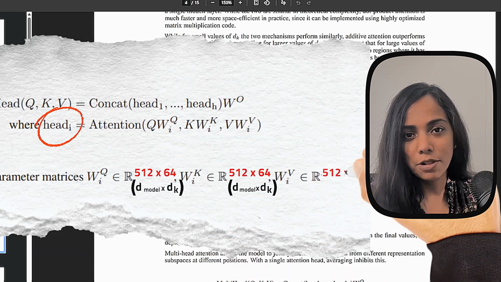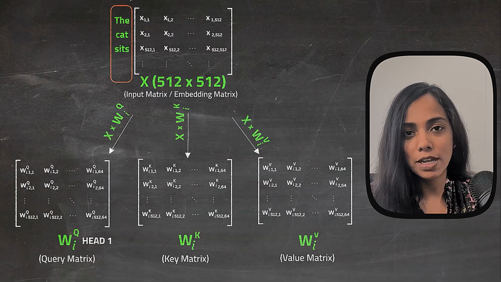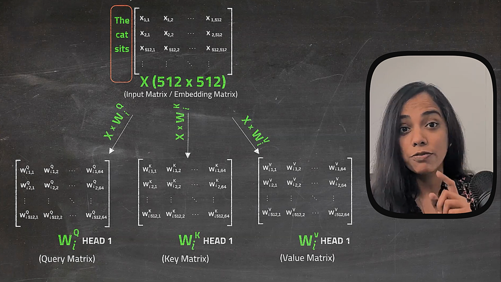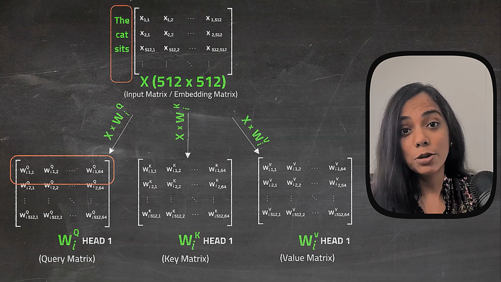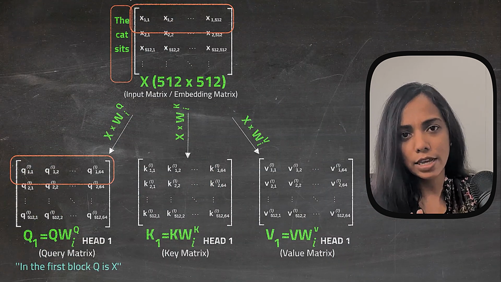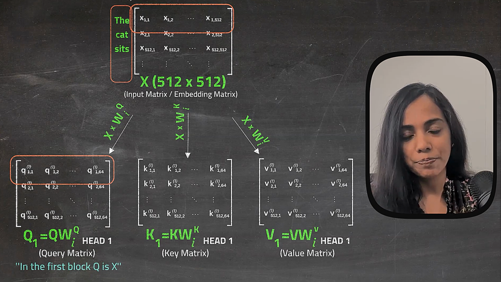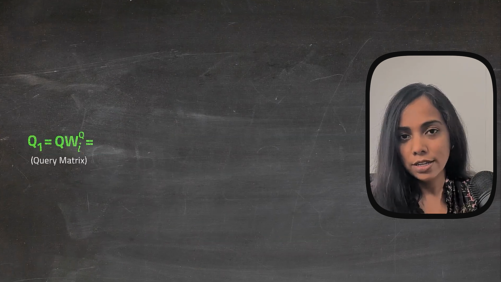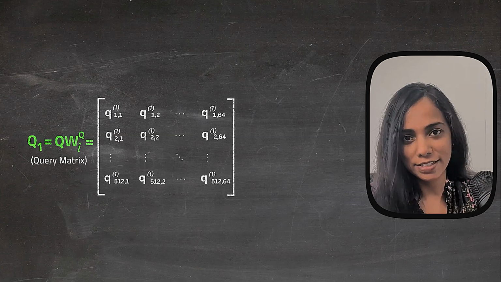So for example, the original query vector of 1 times 512 is multiplied with the query projection matrix of 512 times 64, resulting in a smaller query vector of 1 times 64. Similarly, key and value vectors are also projected down to 64 dimensions. Each head then independently performs attention computation, the dot product, the scaling, and the softmax.